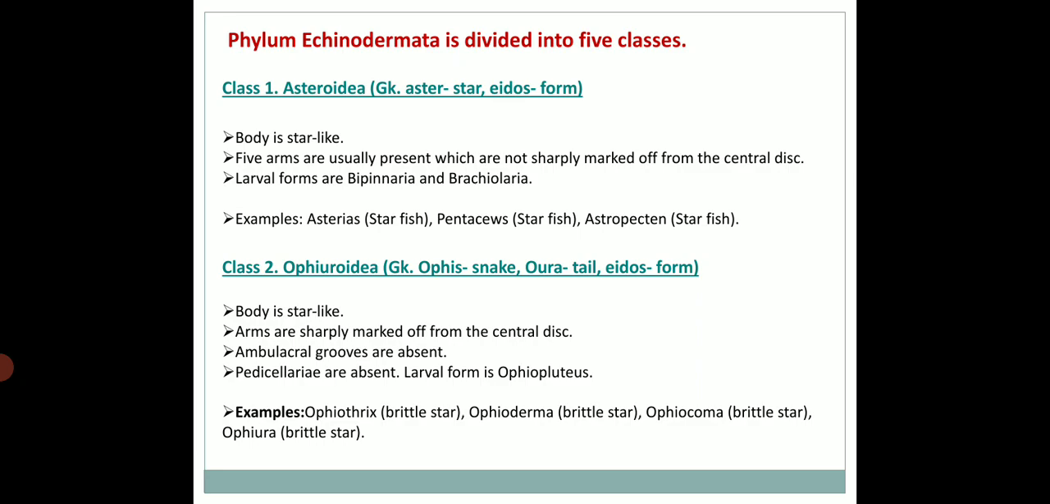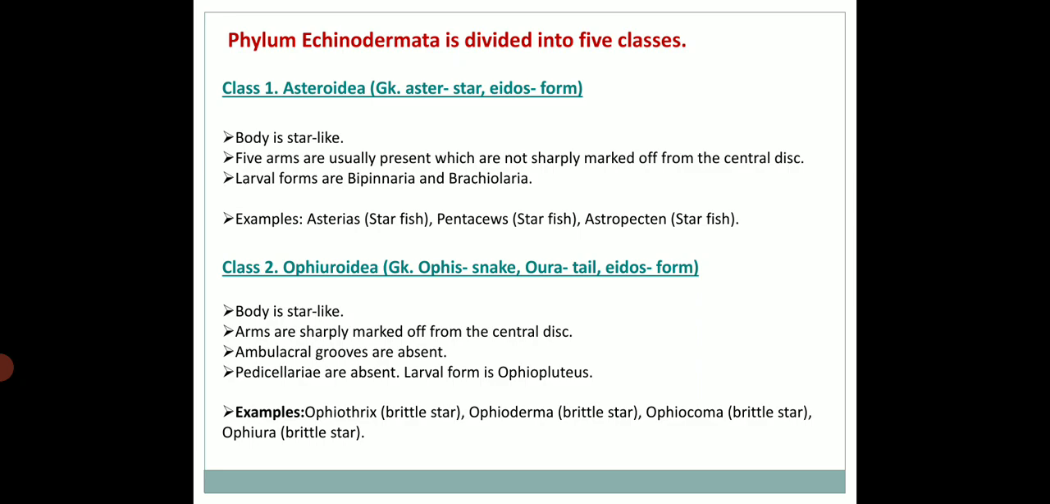First one, Asteroidea, star-like, that means the body is star-like. 5 arms are usually present, which are not sharply marked off from the central disc. Larval forms are Bipinnaria and Brachiolaria larva. There are different larval forms in Echinodermata, and the larval forms of this starfish are Bipinnaria larva and Brachiolaria. Other examples are Asterias, Pentaceros and Astropecten, commonly called sea star or starfish.